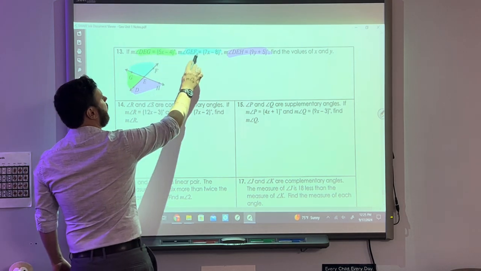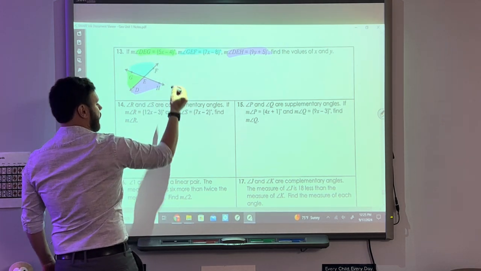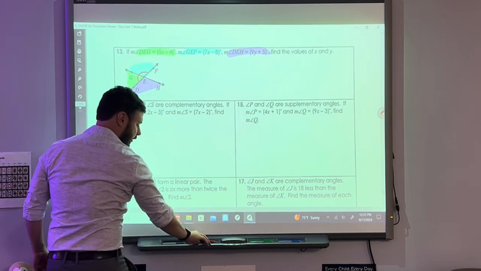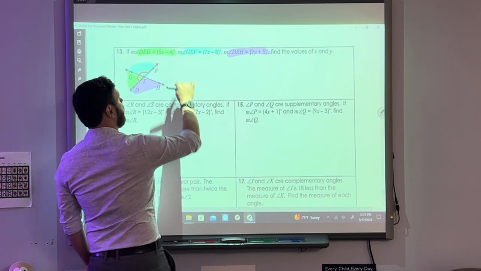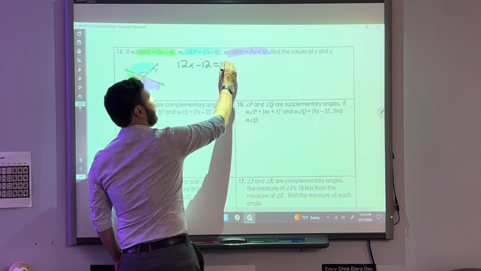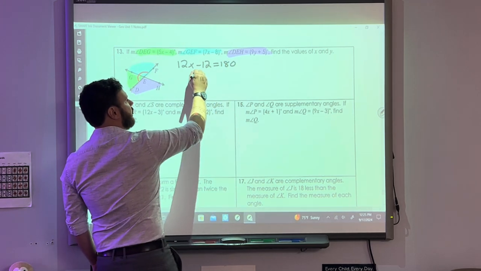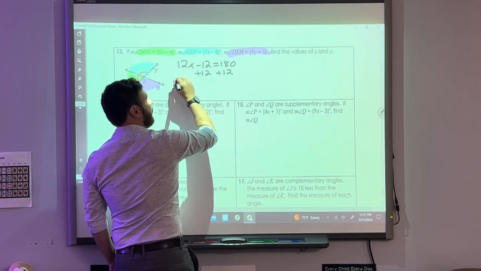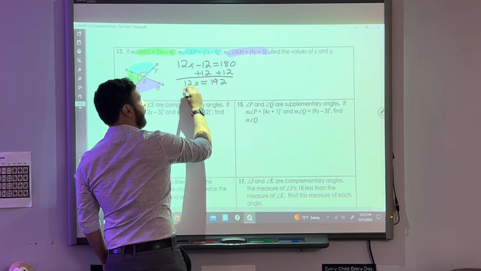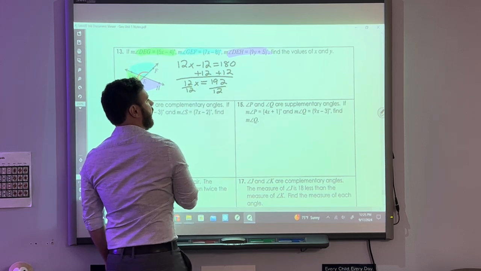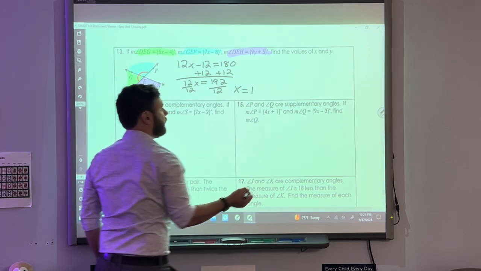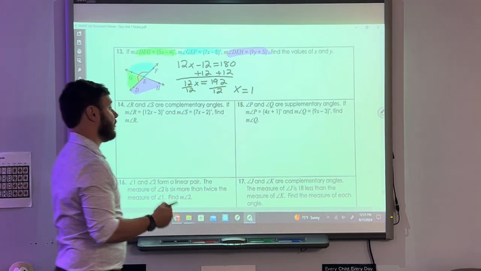So let's compare the blue and the green and see what their relationship is. Well, the blue and the green make a straight line. Straight lines are worth 180 when you put them together. So add these together. 12x minus 12, set it equal to 180. And you can do the two-step on this. Divide by 12, and we can get x equals 16.